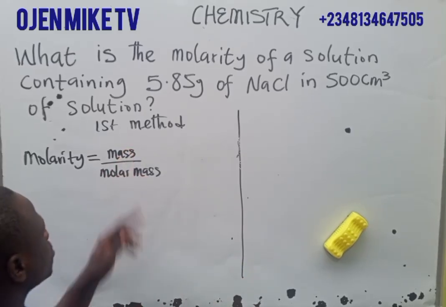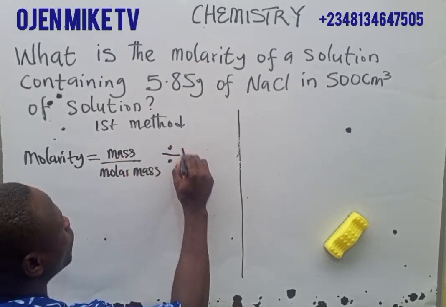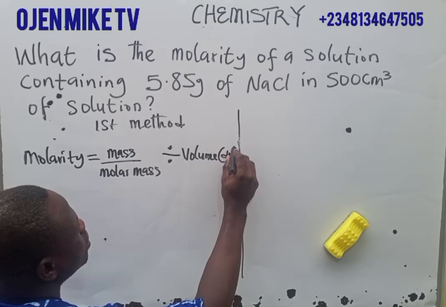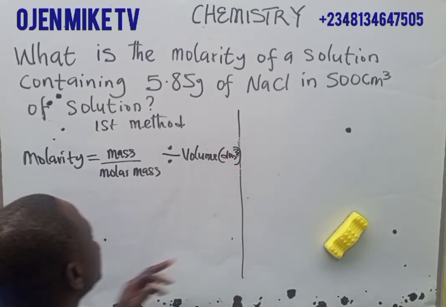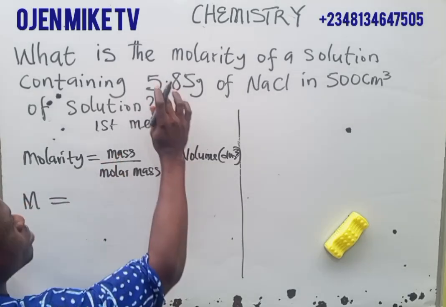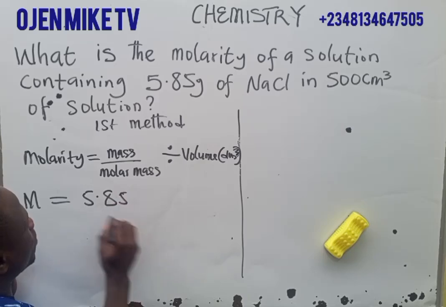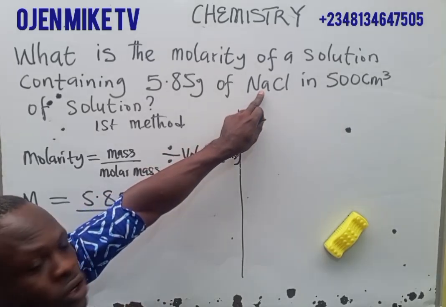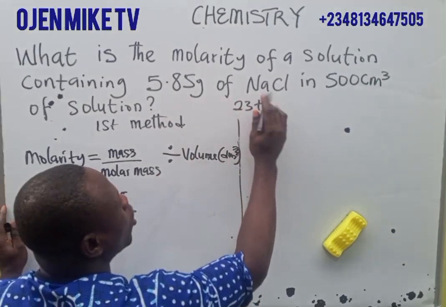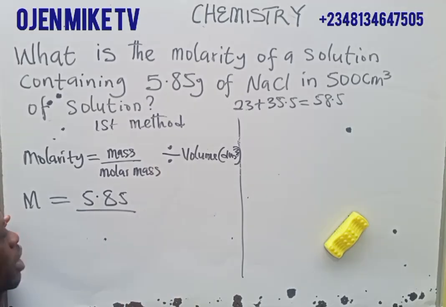So molarity equals mass over molar mass divided by volume. The volume must be in dm cubed. All right, so what is your molarity equal to? What is your mass? 5.85 divided by, what's the molar mass of sodium chloride? Sodium here is 23 plus the chlorine, 35.5, which is 58.5 grams per mole, because molar mass is in grams per mole.